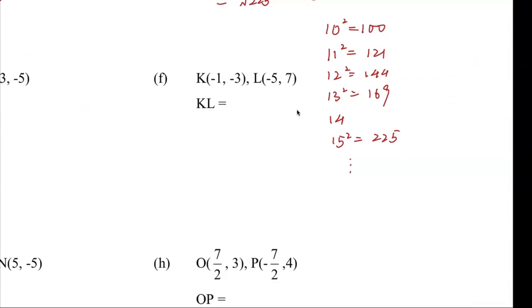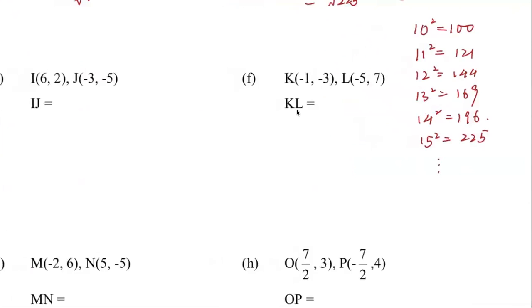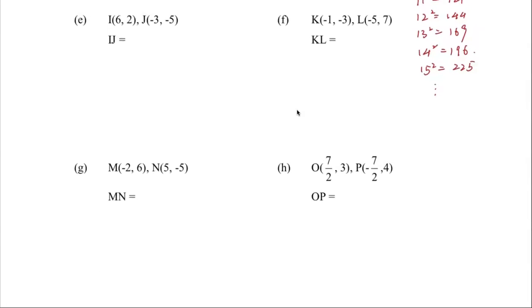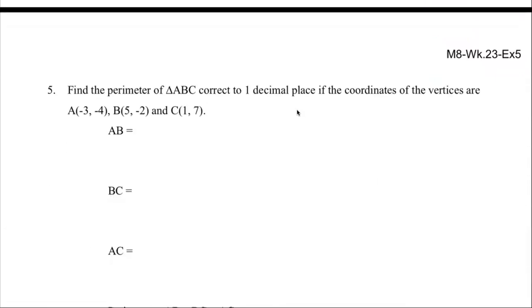Let me find 14 squared. What's 14 squared? Oh, 196. Sorry, not 156. 196. For this question, there are 4 more parts, but I'm not going to solve them because it doesn't make sense for me to solve all the questions, even if they have the same steps. That will take too much time. So that's question 4.